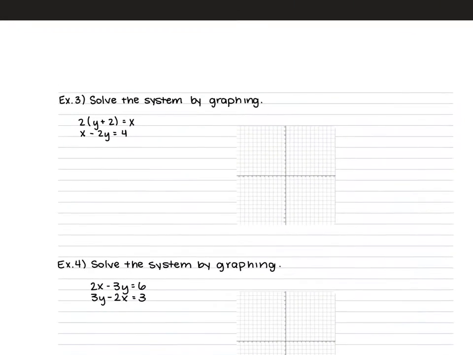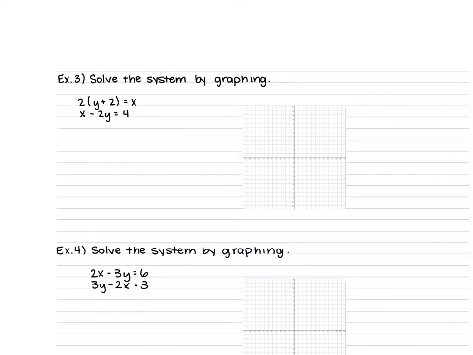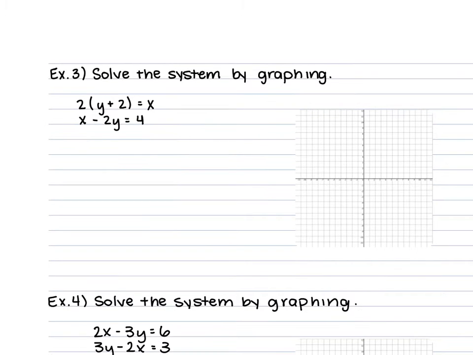If we look at example 3, we have 2 times (y plus 2) is equal to x, and x minus 2y is equal to 4. I'm going to take that first equation, which is 2 times (y plus 2) is equal to x, and I'm going to distribute that 2 to get 2y plus 4 is equal to x.